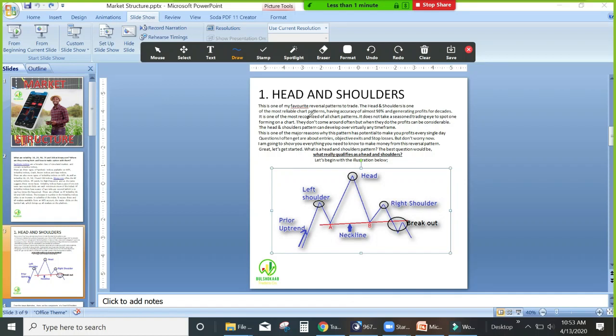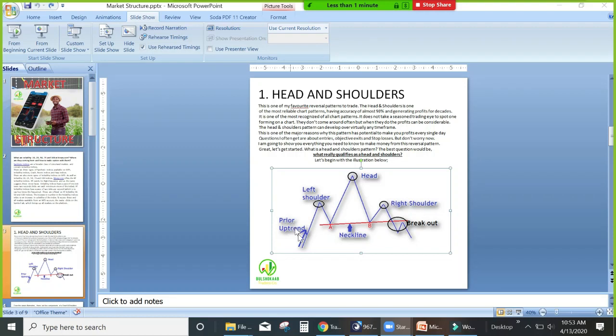What really qualifies as a head and shoulders in the market? Let us begin with the illustration below, as you see in the picture. As you see here, we have some signs that some movement takes the market from a downtrend to an uptrend. This is the uptrend market from below, and we see that the market is now making some rejections.